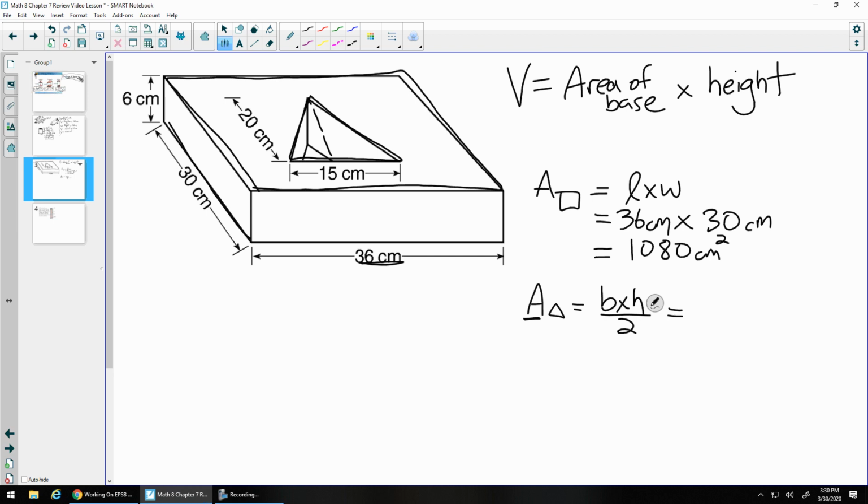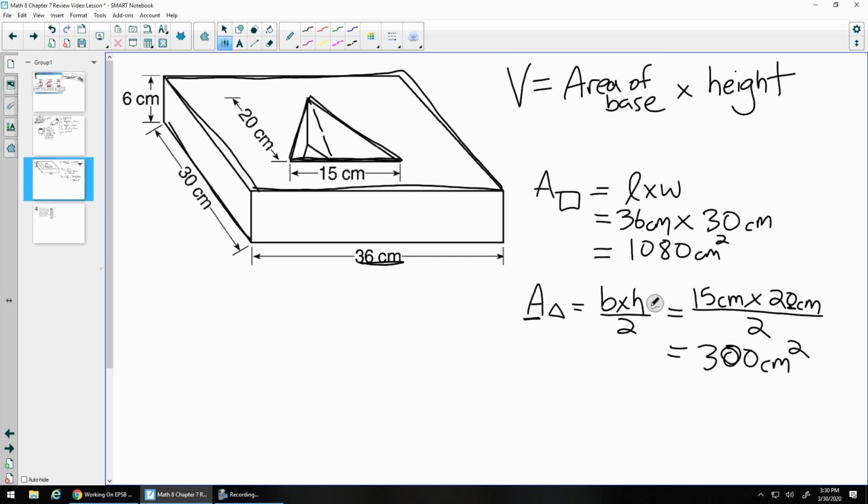So the base of the triangle is 15 centimeters. We multiply that by the height, which is 20 centimeters, and then we divide that by 2. I have centimeters times centimeters, so my final units will be centimeters squared. And 15 times 20 is equal to 300 centimeters squared. If I was doing it in my head, I'd think 15 times 2 is 30, and then add that 0. You can use your calculator for this. Okay, so I have 300 centimeters squared as the area of that triangle.